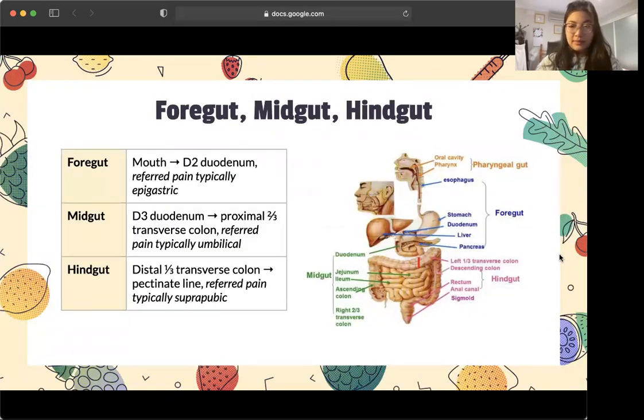So this is where embryology does become a little bit important. We want to know which structures are foregut, midgut, or hindgut. Foregut is from the mouth to D2 of the duodenum. This refers pain to the epigastric region. So just think foregut, high up. Midgut is around the umbilical region where they refer pain, and hindgut to the back end, so the lower suprapubic region. Notably, we want to remember that this line here, two thirds of the way along the transverse colon, is what splits the midgut from the hindgut.